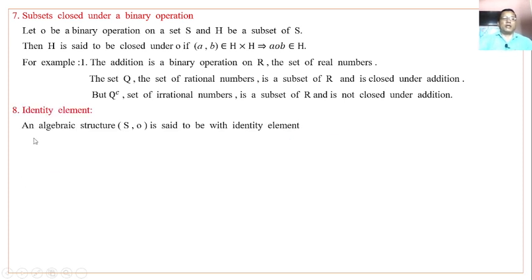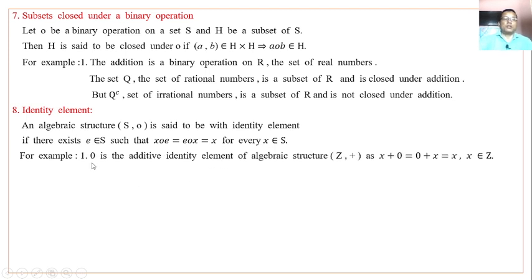Identity element. An algebraic structure (S, O) is said to be with identity element if there exists E belongs to S such that X O E equal to E O X equal to X for every X belongs to S. For example, 0 is the additive identity element of the algebraic structure (Z, plus): X plus 0 equal to 0 plus X equal to X.